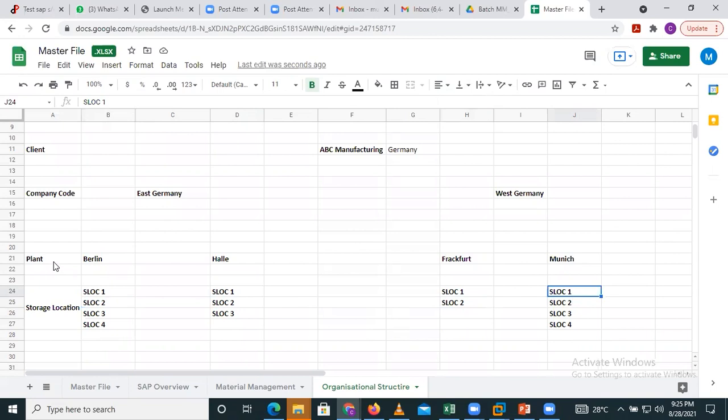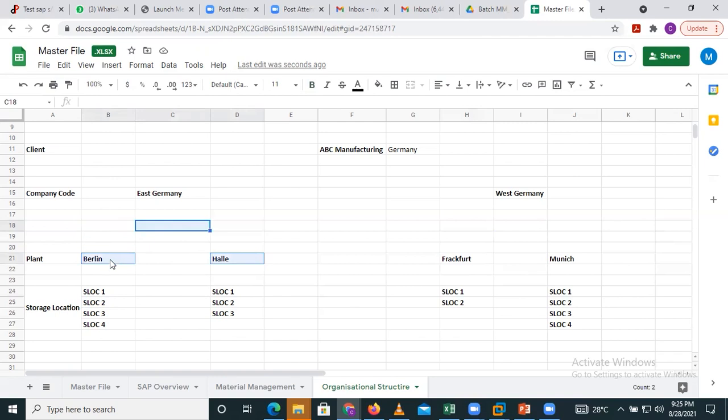Now, I want to map my business net as well. So how is the purchasing going to happen? I can have a separate purchasing organization which is responsible for each plant, right? A Berlin plant can have a separate purchasing department. A Halle plant can have a separate purchasing department. A Frankfurt plant can have a separate purchasing department, and a Munich plant can have a separate purchasing department, right? That is plant specific purchasing.